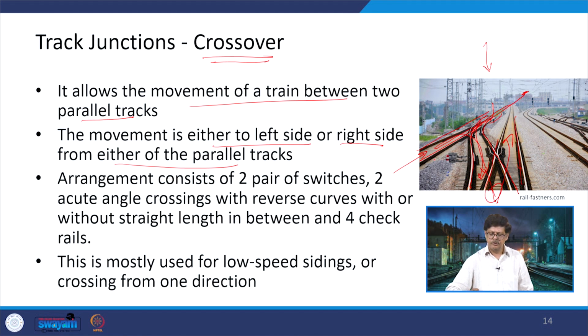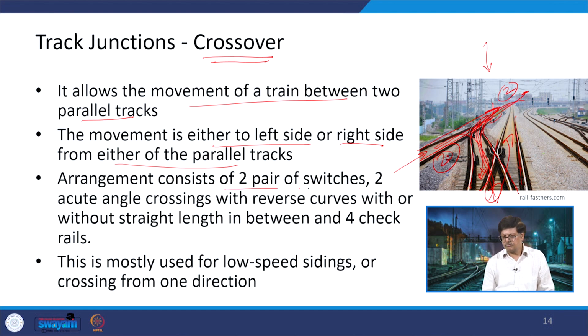The easiest thing which happens in this particular track is that if I am coming from track 1 and I have to go to track 2, I can move in this direction, or if I am coming from track 2 and I have to come to track 1, then I can move in this direction. That means only one directional movement is possible in the case of a crossover.